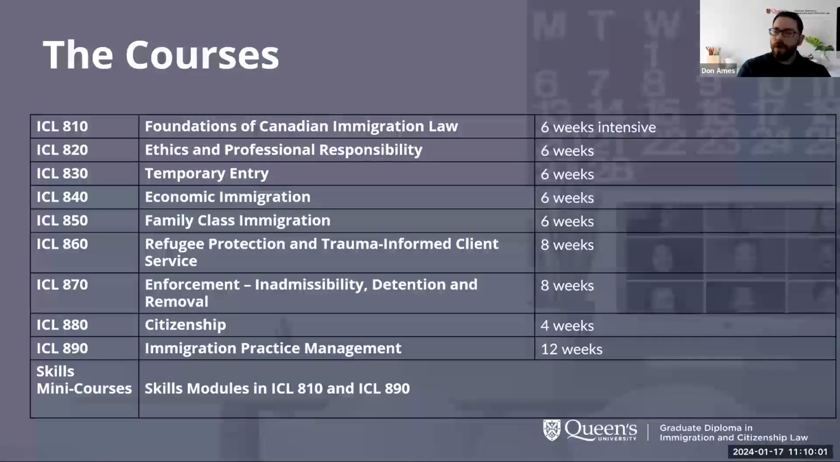So they vary in the number of weeks for each of them. ICL 810 is the first course that every single student will take. It is the prerequisite for all other courses. It's a 12-week program condensed down to 6 weeks, so it is very intensive. After that course, the course load does lighten considerably, but there still is a pretty significant time commitment required for the remainder of your studies.